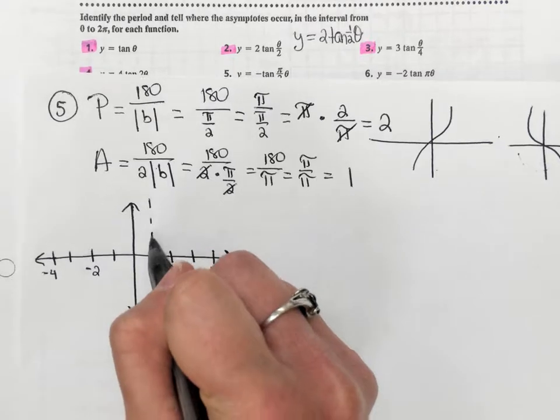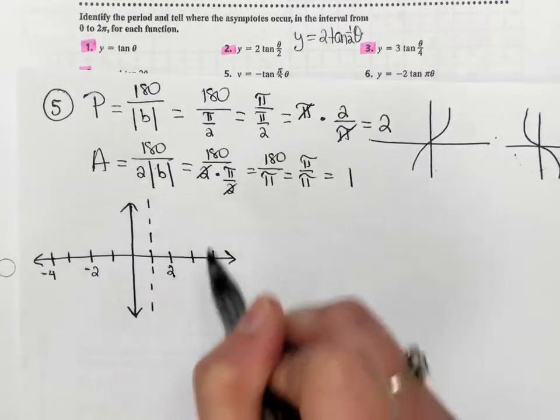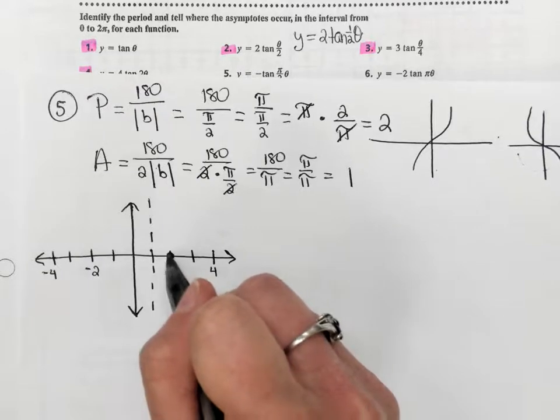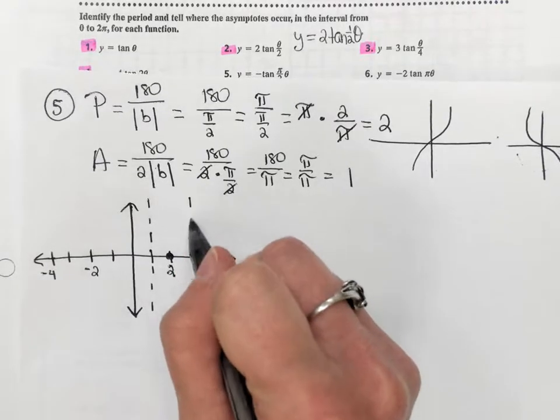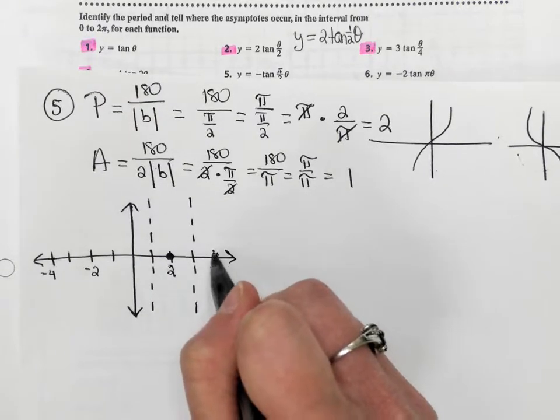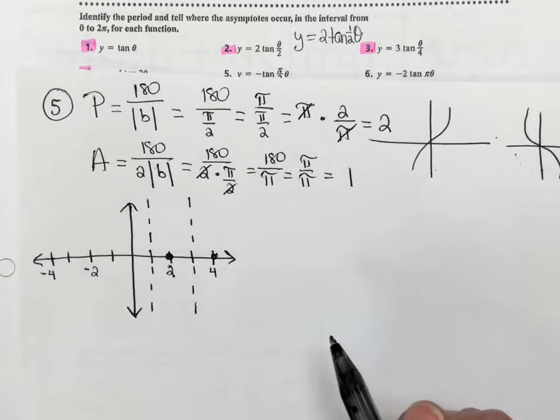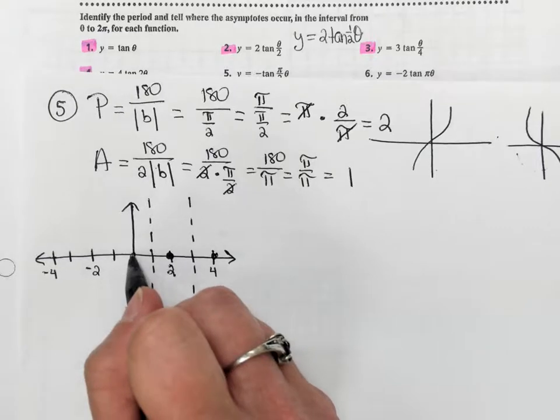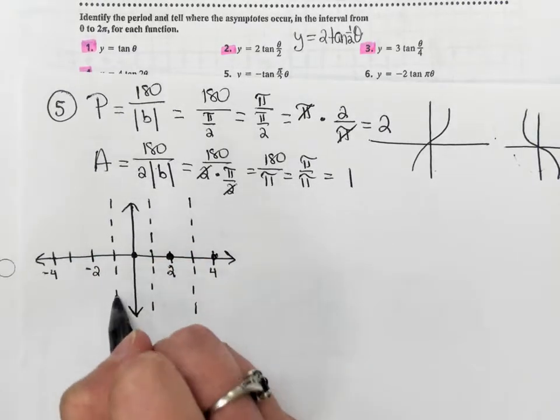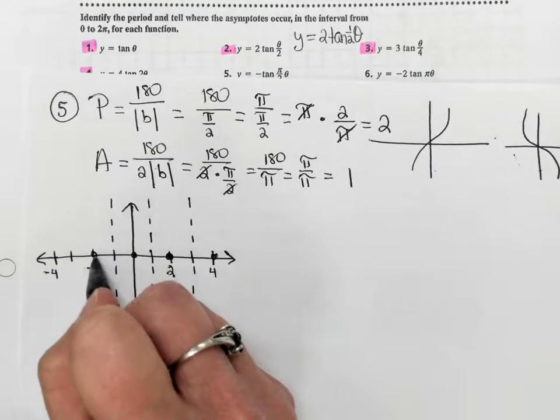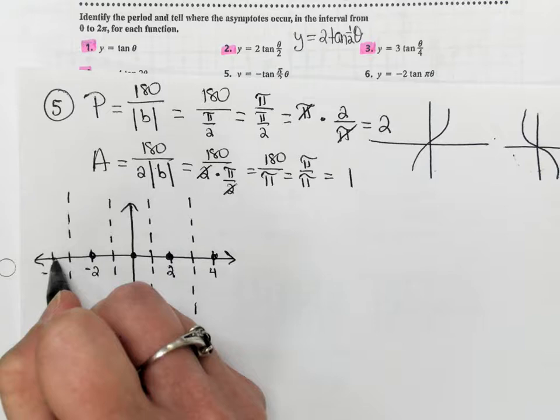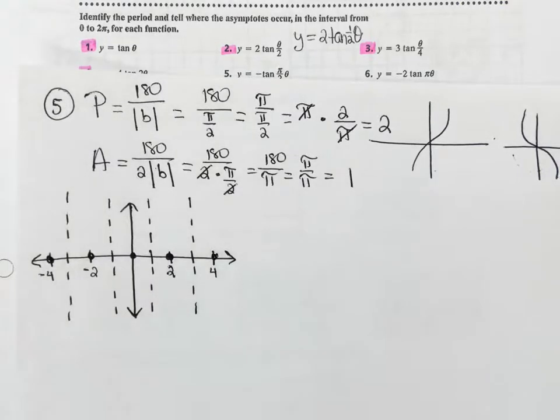At 1 was an asymptote. At 2 is your dot for your graph. 3 is another asymptote, and 4 is another dot. All right, and then at the origin you have a dot. -1 you have an asymptote. -2 you have a point for your graph. -3 you have an asymptote, and then -4 you have a point for your graph.